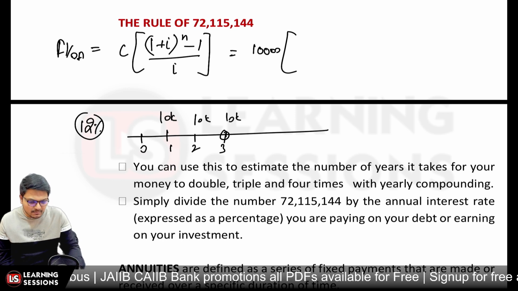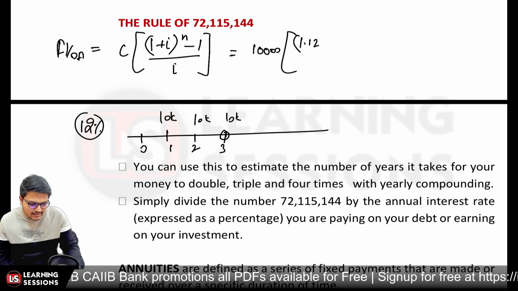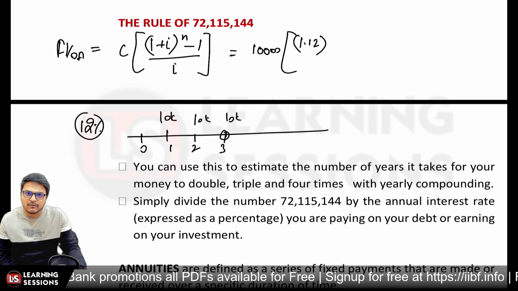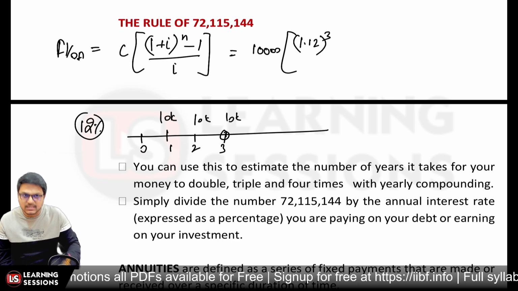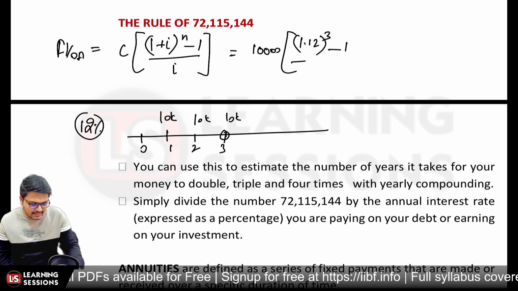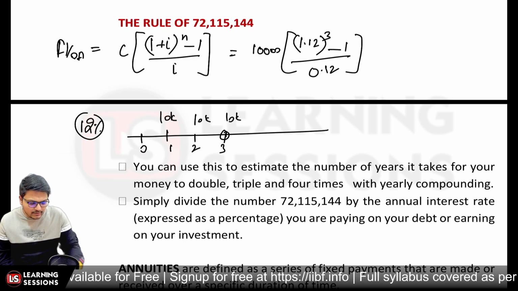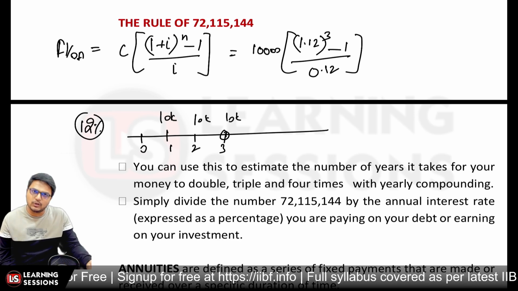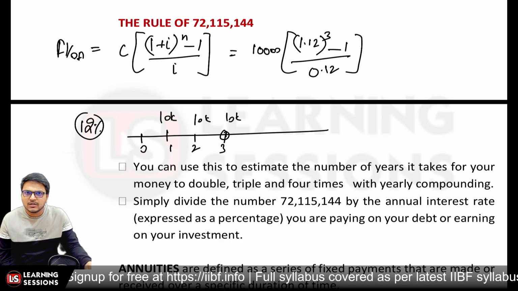We will convert it to decimal, so it will be 1.12 raised to power n. Now n is the number of terms, which is 3 because it is for 3 years. Minus 1 and divided by 0.12. Now when you solve this, you will get the future value.